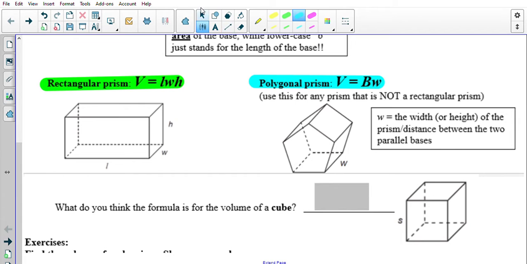All right, so to find the volume of a cube, we're going to do s to the third power. Because if we do length times width times height, and the length, width, and height are all s, it's s times s times s, or s to the third power. That may be on your formula sheet. You may want to look and see if it is. If not, it's in your guided notes.